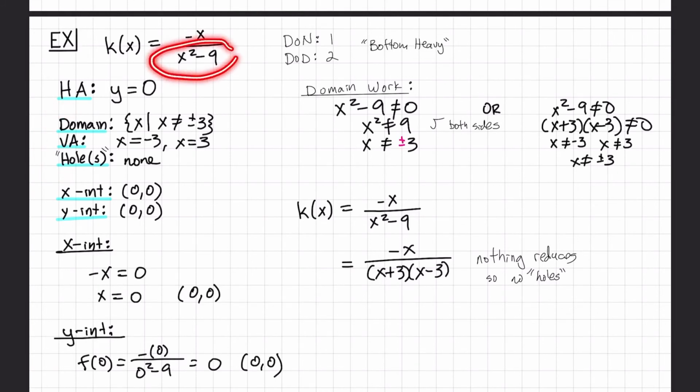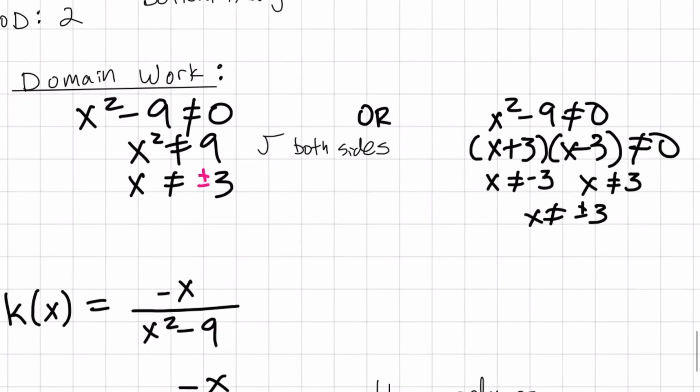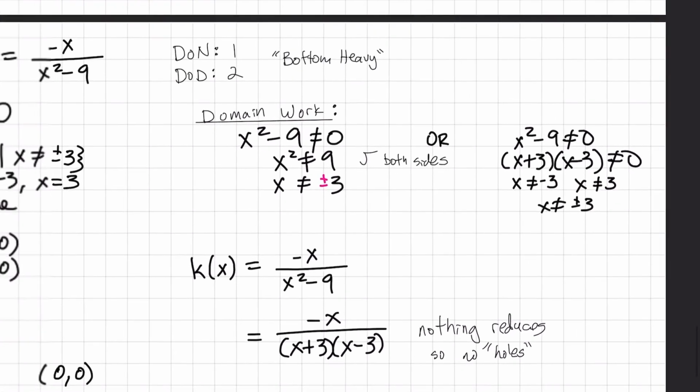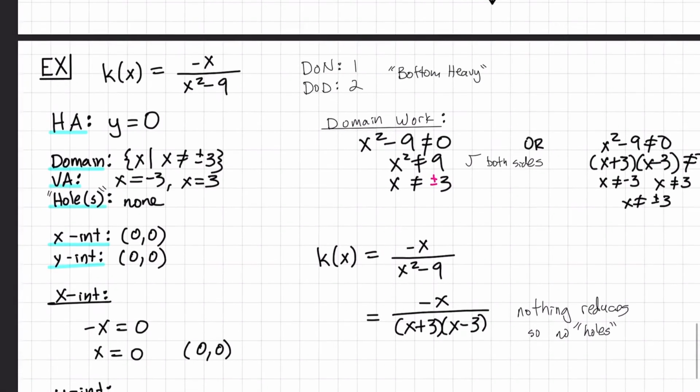To do that, I'm going to grab my denominator and set it to be not equal to 0. So let's do this. There are 2 ways to work this one. You can set it not equal to 0, add the 9, square root both sides, and you end up with plus or minus 3. Or you can recognize that this is the difference of 2 squares, and we get (x plus 3)(x minus 3). Then you set each factor equal to 0 and solve, so x is -3 and x is 3. X can't be -3, and x can't be 3, so x can't be plus or minus 3. I don't care which way you do it, you end up with the same thing. X cannot be positive or negative 3.